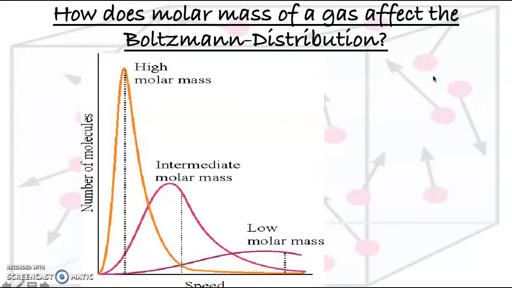So what if we had different sized gases and they were all at the same temperature? What does that do to the Boltzmann distribution? Hopefully you're thinking, if they're all at the same temperature, the small ones have to be moving faster because they have a higher kinetic energy. And yes, you're right. The low molar mass one has the really broad curve, then the intermediate one, and the really, really large ones are going to be moving a lot slower on average.